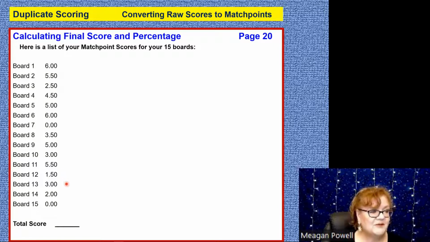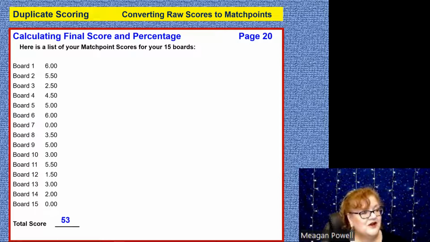In fact, as we get down to the bottom, I'm going to guess you got tired, right? Take a look at your last bunch of boards. 15, the final board, is a zero for you. A two is not so hot. Remember, the highest is a six. 1.5, you know, it happens. It happens. Now, if I asked you to add up all of your match point scores here, and you pause the video and you do that, did you get 53 for your total score?